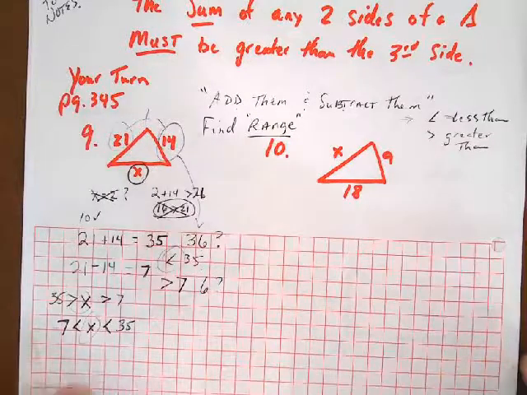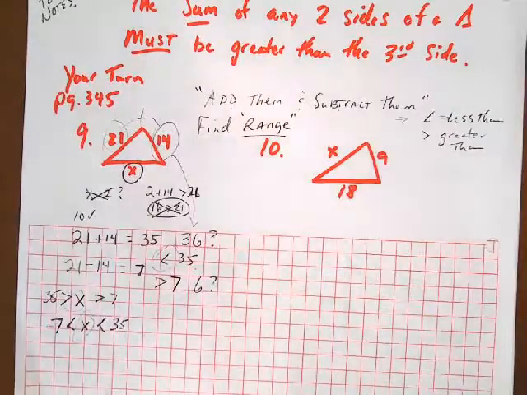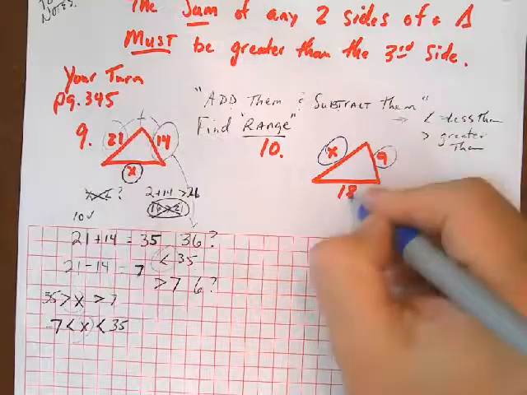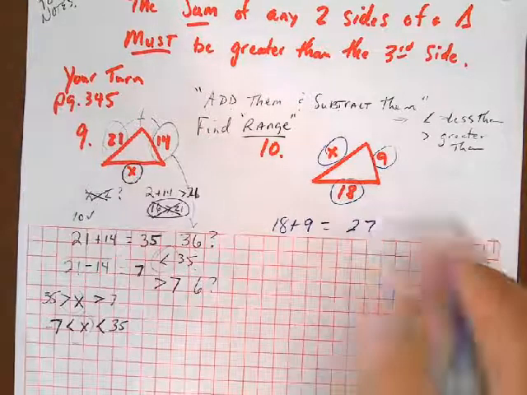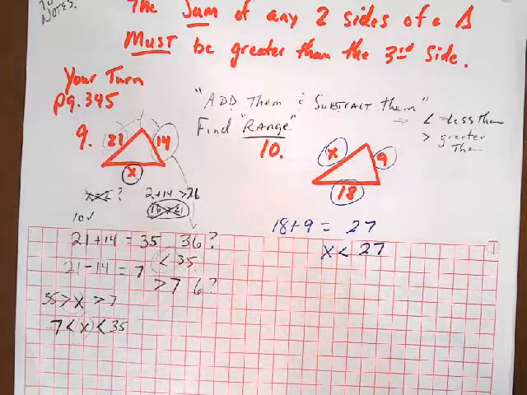Let's do another example, give you a little bit more practice. We're going to add them and subtract them. So here we go. Let's use a different color pen on this one. So I have x, 9, and 18. Let's add them together. 9 plus 18 is 27. So x has to be less than 27.